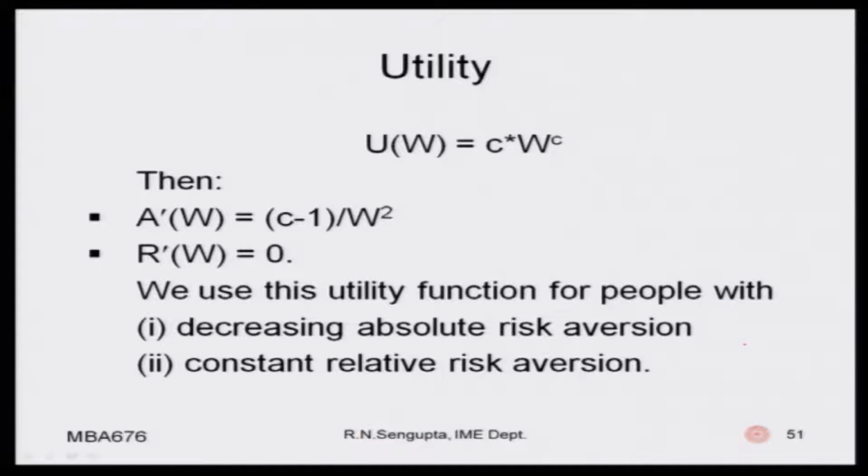Similarly, coming to the power utility functions, you have the A bar and R bar values given. Again R bar value is 0, and depending on the C value you will have A bar as positive or negative, because the denominator, which is W square, would always be positive, so only C minus 1 would dictate the sign of the A bar value or A dash value. And again you can characterize the decision maker as having a decreasing absolute risk aversion property and a constant relative risk aversion property if that person has a power utility function as given.